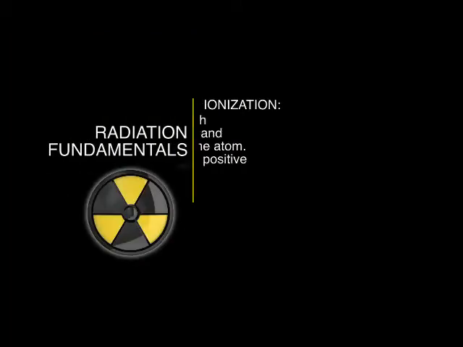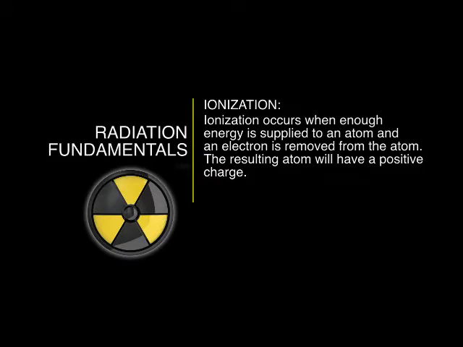There is some fundamental information you should know about the risk involved with radiation and radiation dosage, and how ISU ensures as low as reasonably achievable radiation exposure for each worker. Radiation is classified as either ionizing or non-ionizing. Ionization occurs when enough energy is supplied to an atom and an electron is removed from the atom. The resulting atom will have a positive charge. It is invisible and not directly detectable by human senses, so radiation counters are required for its detection.